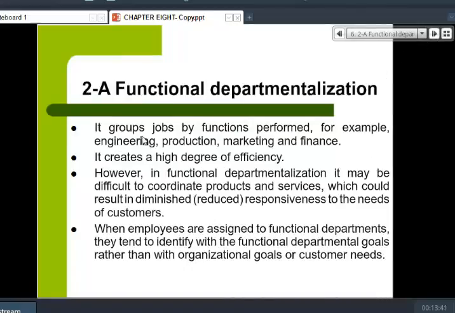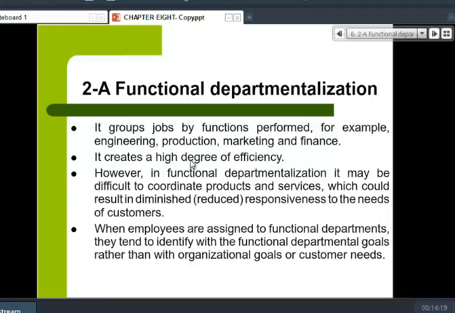Functional department is a group. Let's come to the details of each department. The functional department groups jobs by function performed, for example, engineering, production, marketing, and finance. It creates a high degree of efficiency. However, in a functional department, it may be difficult to coordinate products and services, which could result in reducing the responsiveness to the needs of customers.